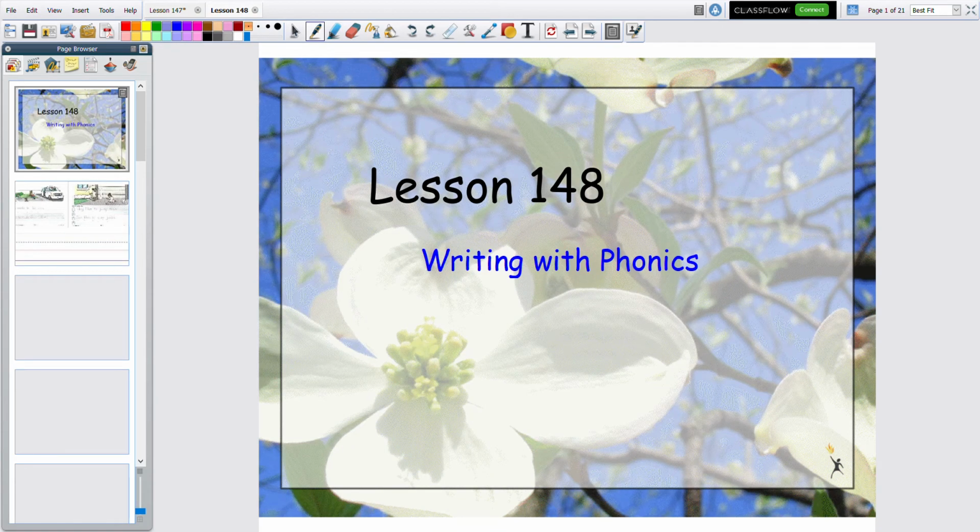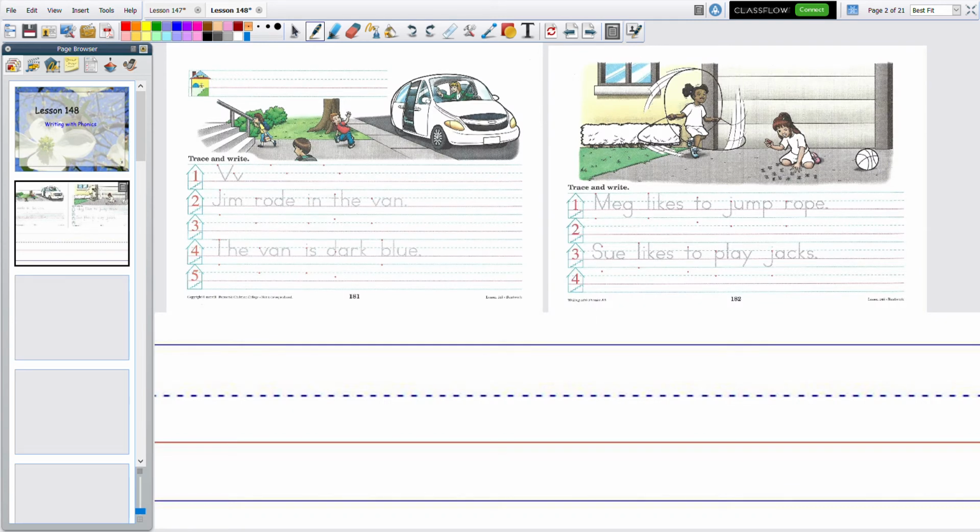Hi, this is lesson 148, Writing with Phonics. So this is our writing lesson for today. Let me go to the next slide. This is the paper that you're going to be doing today. It has two sides. It has number 181 and 182, so both sides.